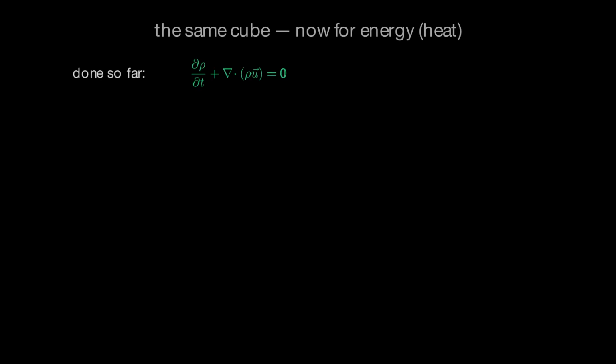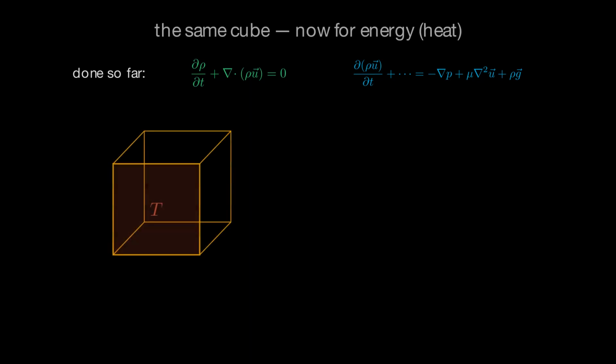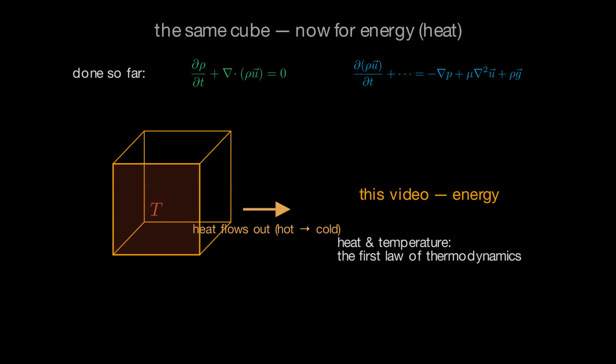We've already built 2 of the 3 conservation laws on this little cube. Mass, how much fluid is there? Momentum, how it pushes and speeds up. Today, the third and last one, energy, heat, and temperature. Same cube, and this time the rule is the first law of thermodynamics.